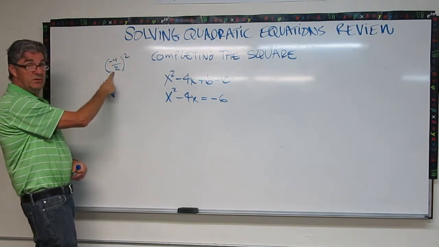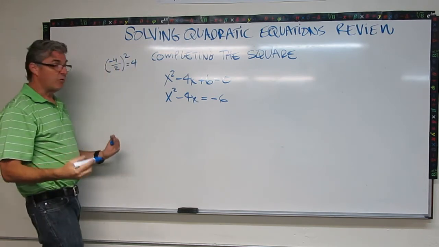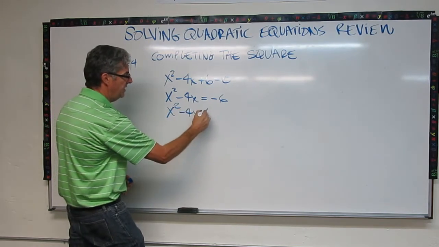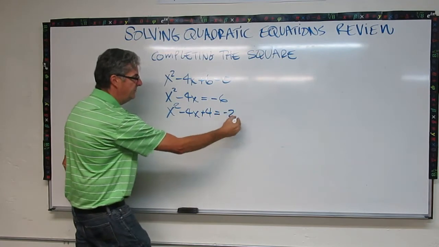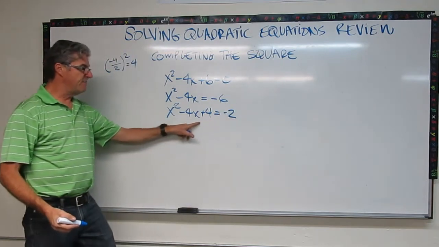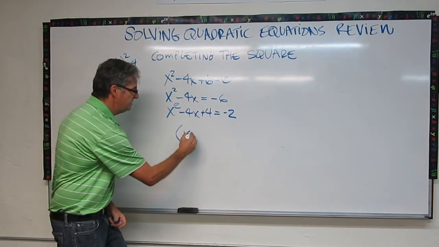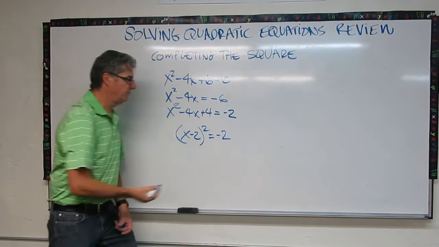Negative 4 over 2 is negative 2, squared is 4. So I'm going to add this 4 to both sides. x squared minus 4x plus 4. Now when I add 4 to negative 6, I have negative 2. What I've done is I've made a perfect square. So this factors down to (x minus 2) squared equals negative 2.